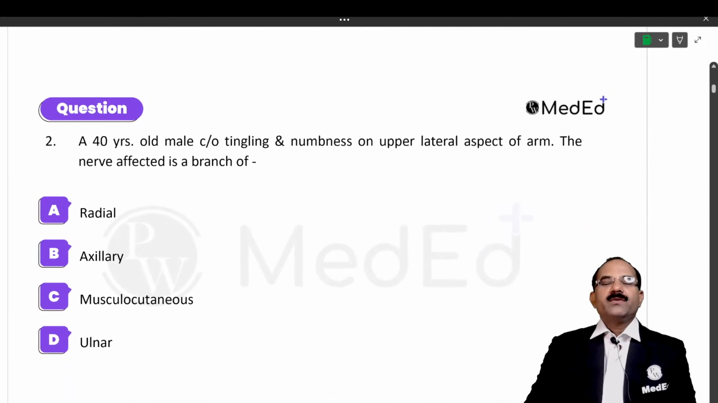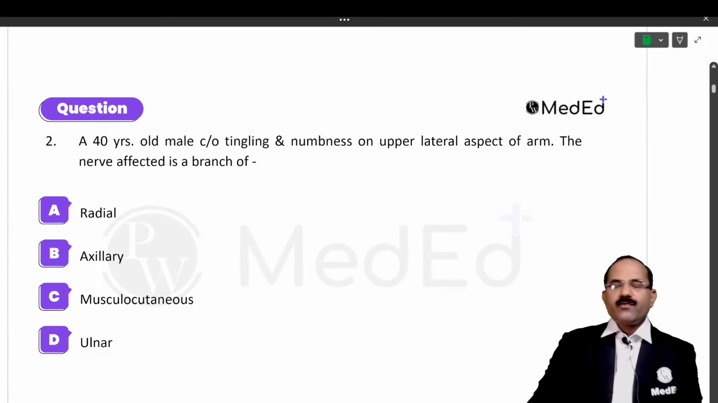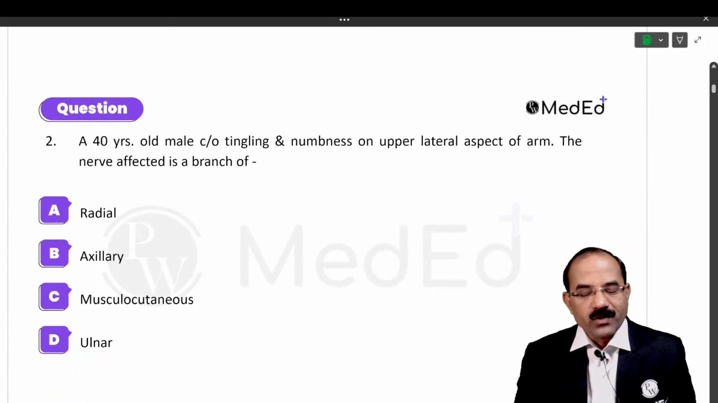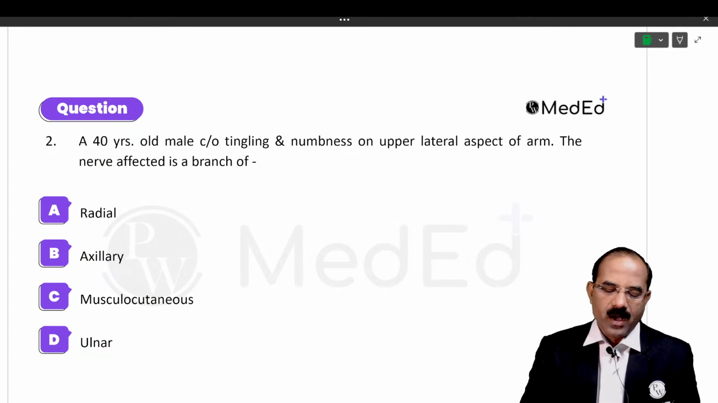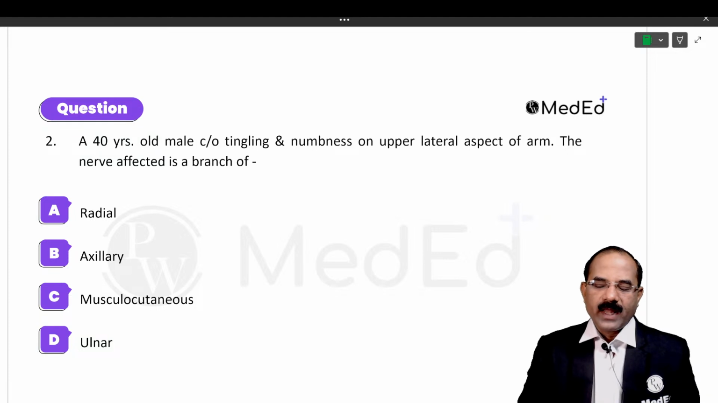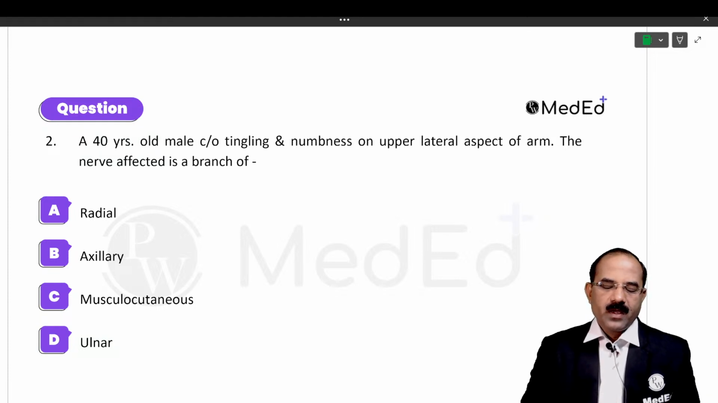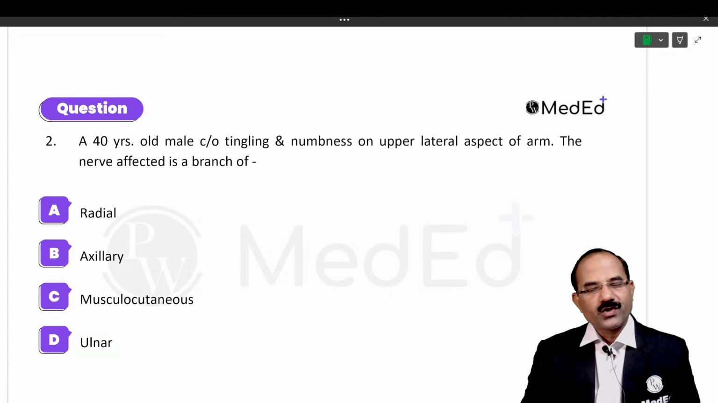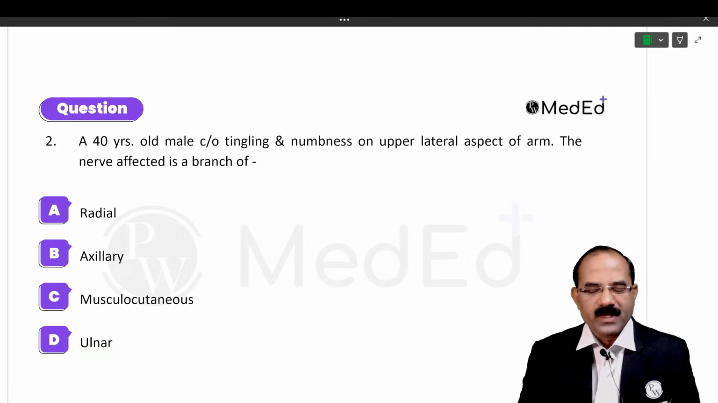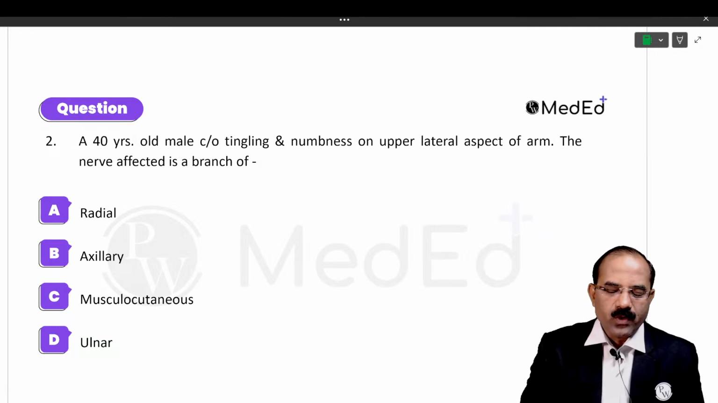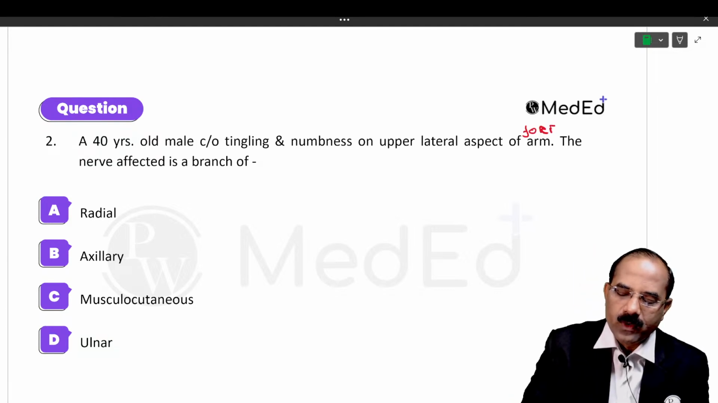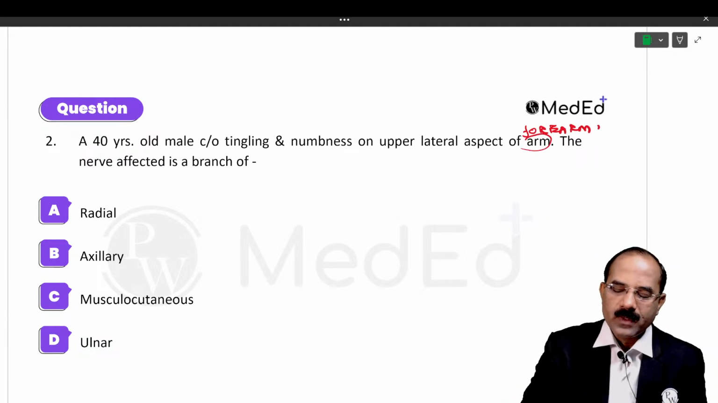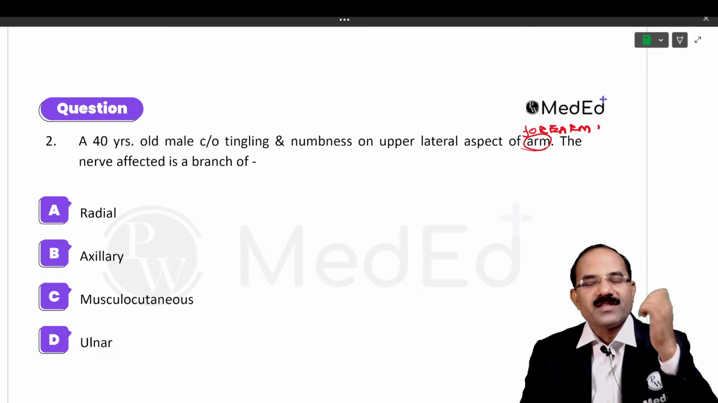See this MCQ, number 2. A 40 year old male complains of tingling and numbness on the lateral aspect of the arm. The nerve affected would be a branch of what? What do you say? If I tell you a 40 year old male complains of tingling and numbness on the lateral aspect of the forearm, what would the answer be? If it is the forearm instead of the arm, what could the answer be?